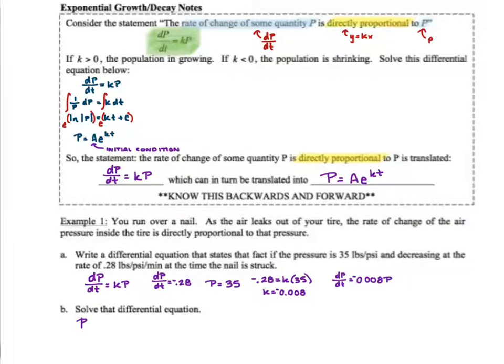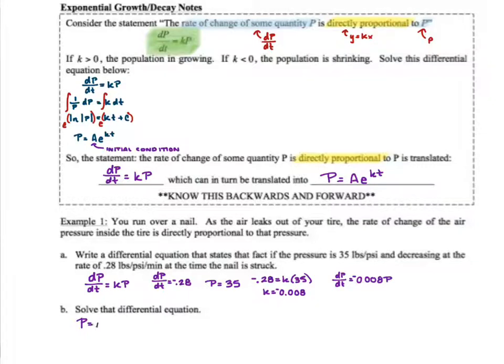Now if you notice really quickly, I wrote negatives for the 0.28 and then my k I replaced with a negative 0.008, and that's because the pressure is decreasing, so I wanted to make the rate a decreasing rate, so I made it negative. So just make sure you put little negatives in front of your 0.28 and 0.008.